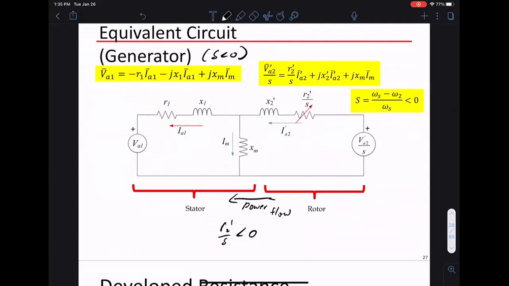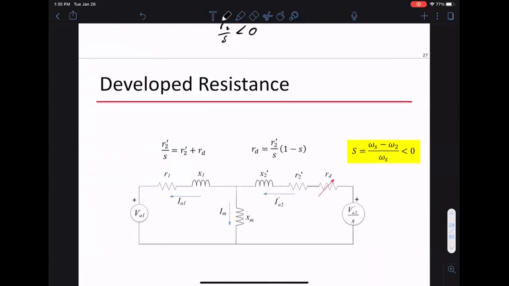Of course this is not physical, but just an equivalent circuit representation of mechanical power coming into my generator. It's not really saying there's a resistance that's negative. It just is the equivalent circuit form. Any questions about these equations? You'll see a lot of these equations.